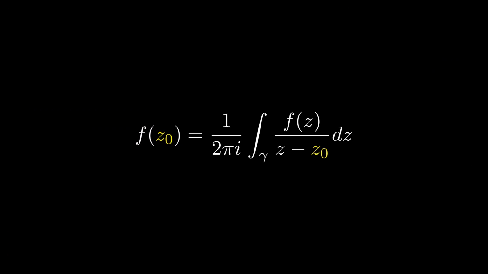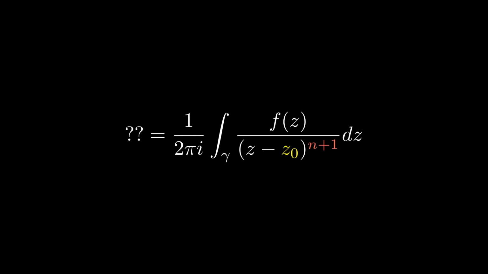So this trick works when the denominator is of the form z minus z0. But what if the denominator is squared or cubed? The standard Cauchy formula does not apply. But I'm here to tell you that computing this kind of integral with a denominator of higher power is equivalent to computing a derivative of our holomorphic function f of z.